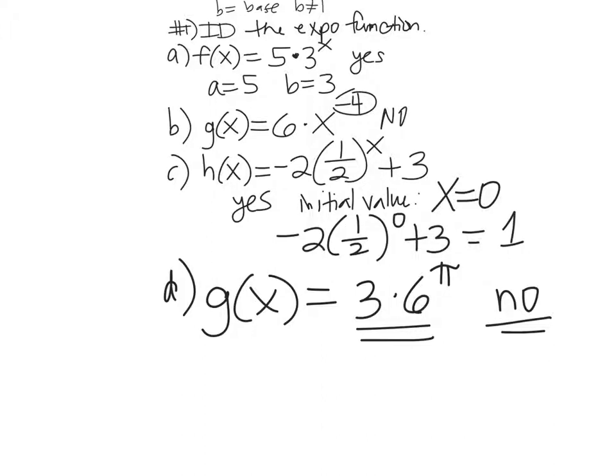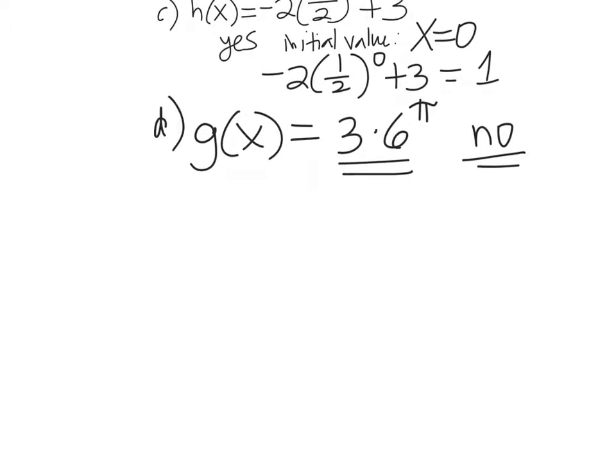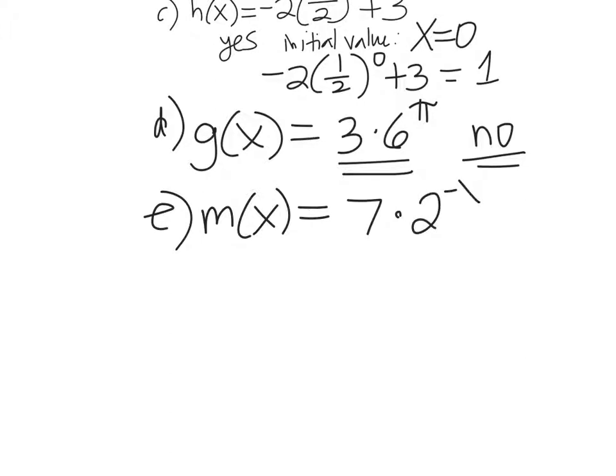Okay, and then let's do one more of these. How about m of x equals 7 times 2 to the -x. Now, it's very tempting here to be like, nope, that's a -x, it's not x. But you know what? That doesn't matter. You can actually change this. This is the same thing as 7 times 2 to the -1 to the x.